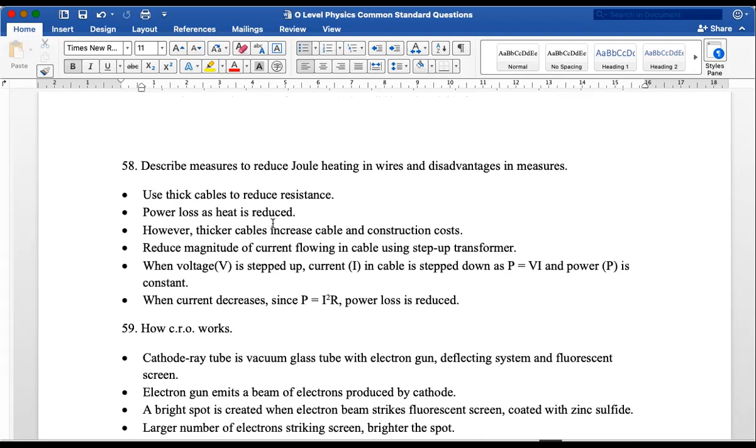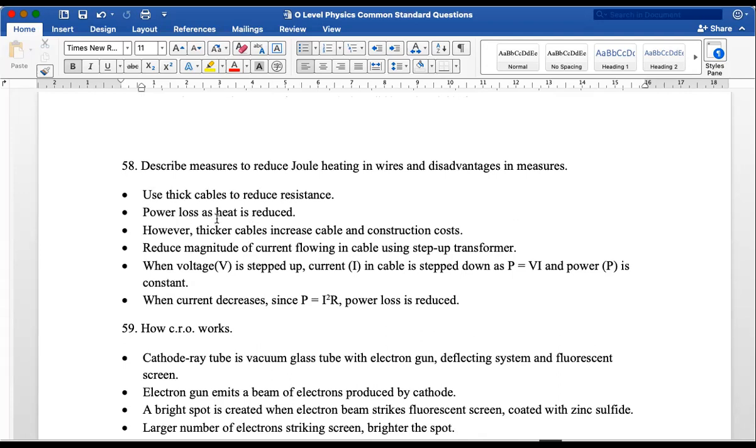Describe measures to reduce Joule heating in wires and disadvantages of the measures. Use thick cables to reduce resistance, so power loss as heat is reduced. However, thicker wires or cables increase cable and construction costs.